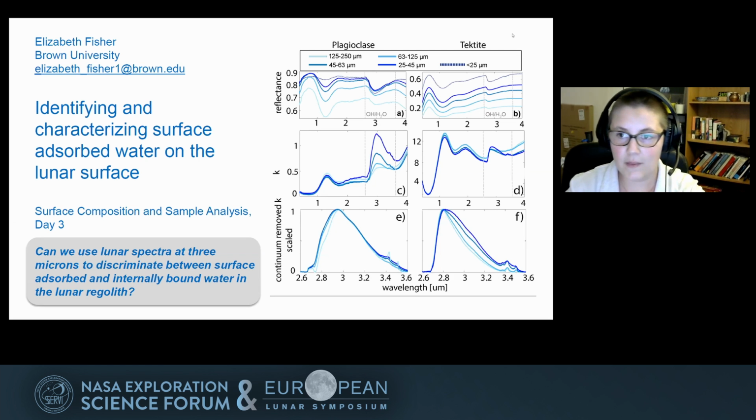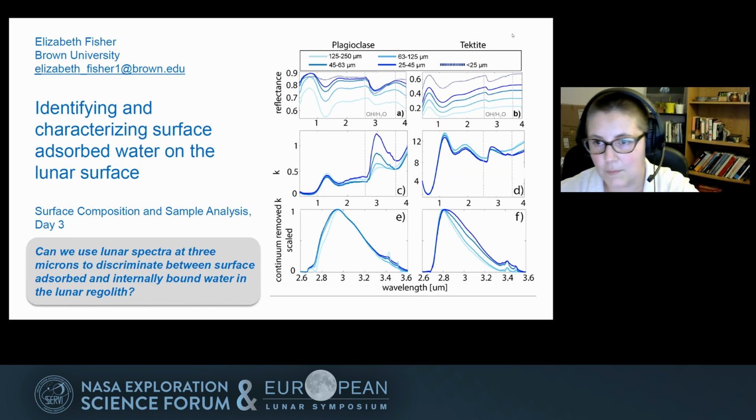And the way that we're approaching this is we're starting by measuring lunar relevant materials in the lab. Here I have data for plagioclase and tektite. And what we're doing is we're varying the amount of surface water on our samples by creating particle size separates, which changes the surface to volume ratio.